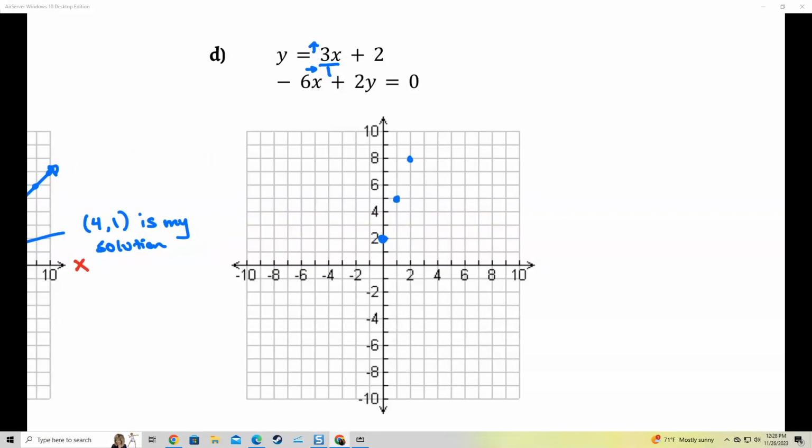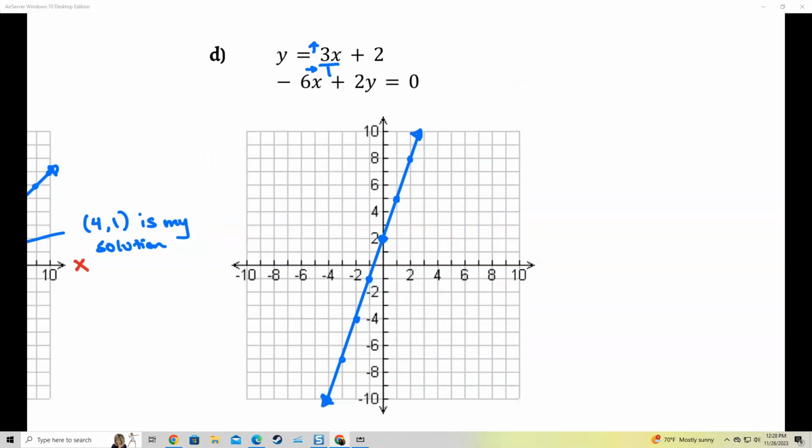I can't do it again. I'm going to do the exact same thing in the opposite direction. I'm going to go down 3, left 1, put a dot. Down 3, left 1, put a dot. And it looks like I can do it one more time. All right, we're going to go ahead and connect this line right here. It's going to go straight through. Got my first equation down.